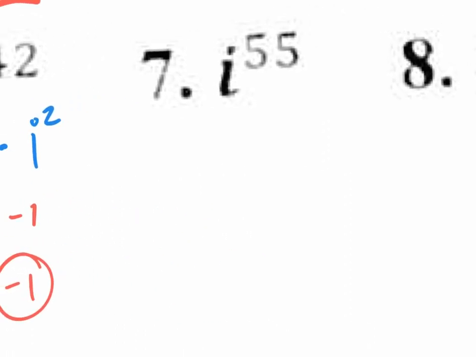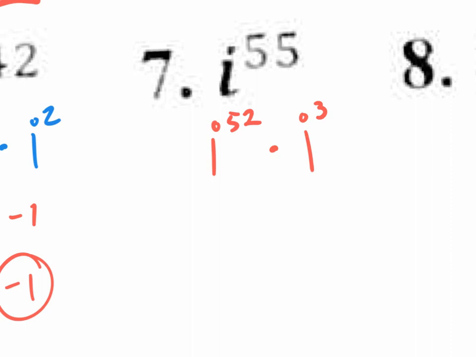Now this one, probably need a calculator, right? 4 times what gets us close to 55 without going over? 13, right? Okay, that would give us 52, right? So I could rewrite this as i to the 52 times how many more i's? 3.